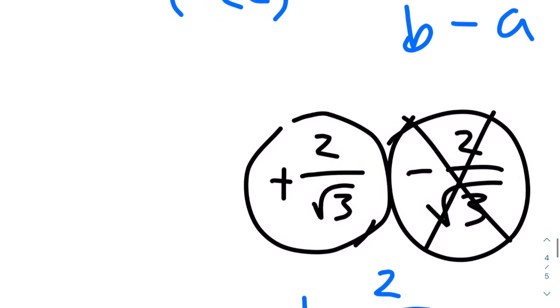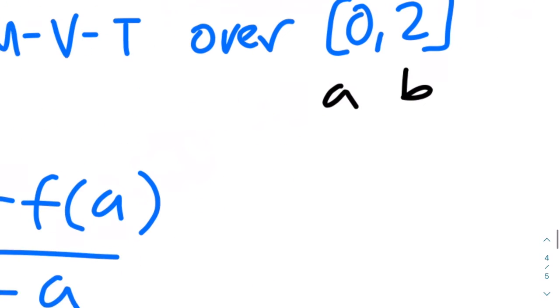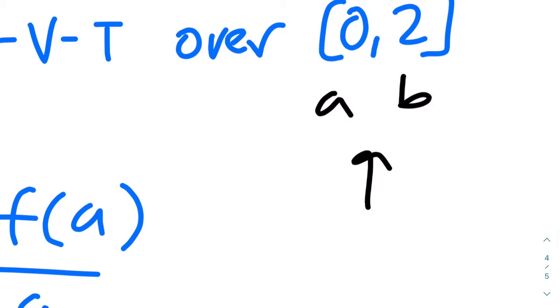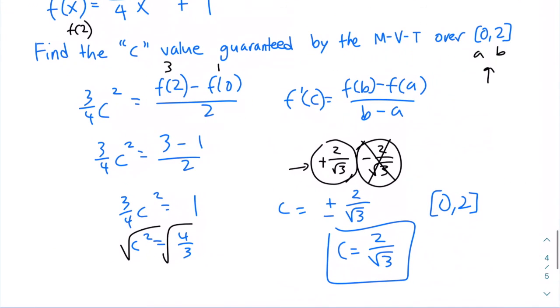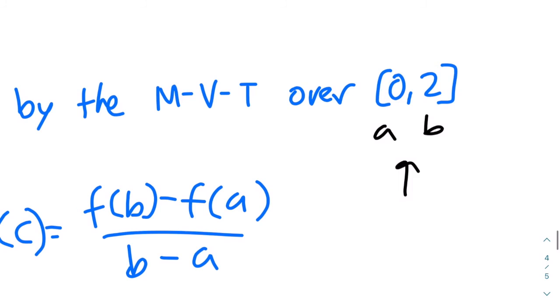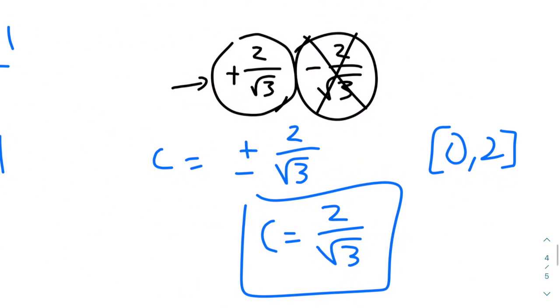We know rad 3 is around 1.7. So 2 divided by 1.7 is around 1 point something, and that is within 0 and 2. So we know that this must be the c value within that interval in which the slope at this c value is equal to the slope of that secant line between 0 and 2. And so, therefore, c is equal to 2 over rad 3. We're not going to rationalize here just for the sake of time.